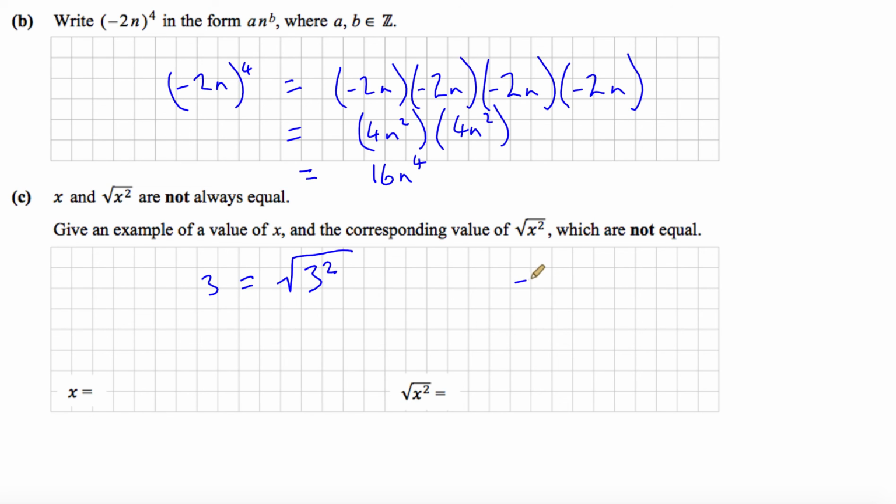However, if we tried a negative number, so let's say we tried negative 3, is negative 3 equal to the square root of negative 3 squared? And we see that that's saying that negative 3 is equal to the square root of 9, which is 3. And minus 3 is not equal to 3. So the answer then would be minus 3 for x would give a value of 3 for the square root of minus 3 squared. The same can be said for any negative number. And that's the end of question number 9.